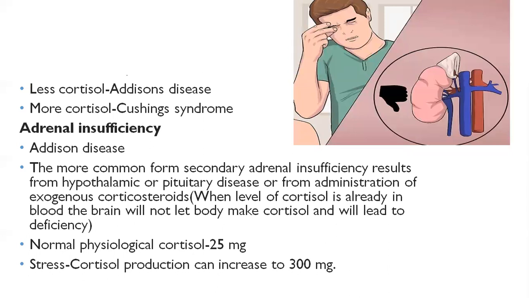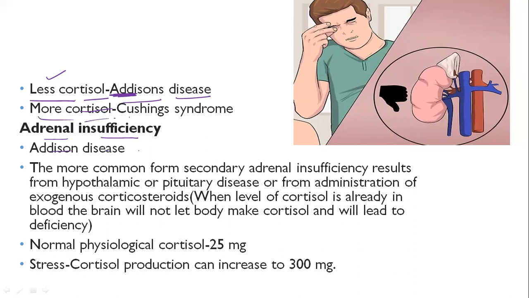Now coming to adrenal insufficiency. So what is adrenal insufficiency? It's also called Addison's disease. In Addison's disease, there is less cortisol. So if there is less cortisol, you need to add cortisol. Add cortisol means less cortisol. Addison's disease means less cortisol. So that's how I remember AD.